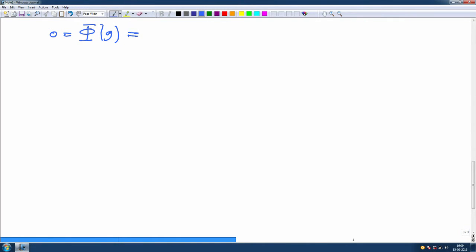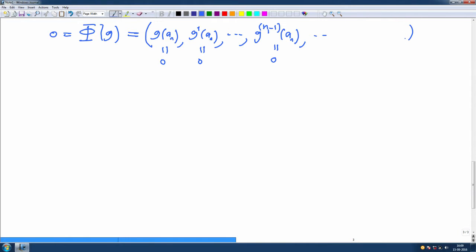but by definition of phi of g, this is g at A1, g prime at A1, so on till the (n1 minus 1)th derivative evaluated at A1, and so on. This is 0, this is 0, these are all 0. Because the tuple is 0, each component is 0. But this whole block being 0 means the (n1 minus 1)th derivative of g at A1 is 0, and the earlier derivatives are also 0.